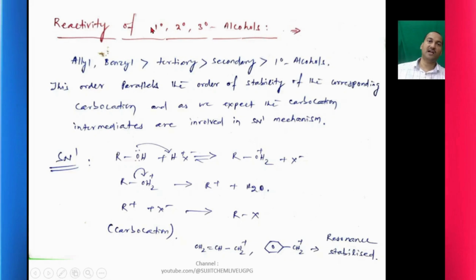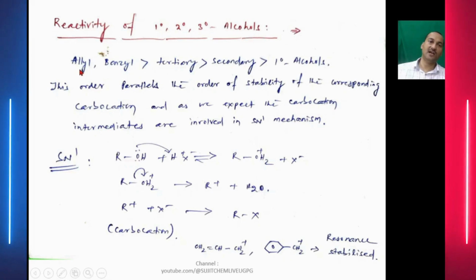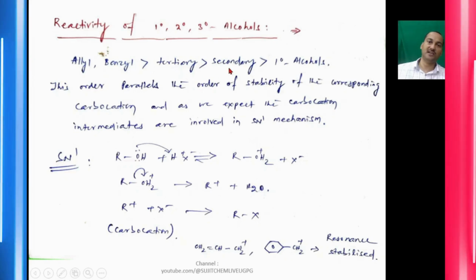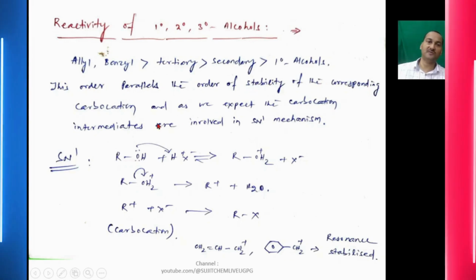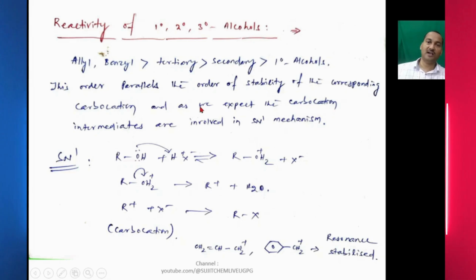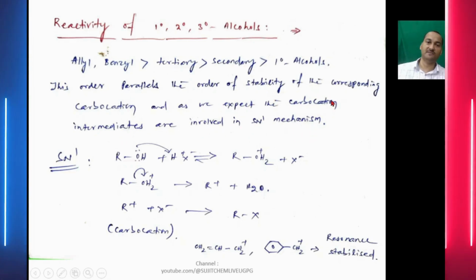So let's talk about reactivity of primary, secondary and tertiary alcohol. So this is the reactivity order: allyl, benzyl, greater than tertiary, greater than secondary, greater than primary alcohol. This order parallels the order of stability of the corresponding carbocation. And as we expect, the carbocation intermediates are involved in SN1 mechanism.